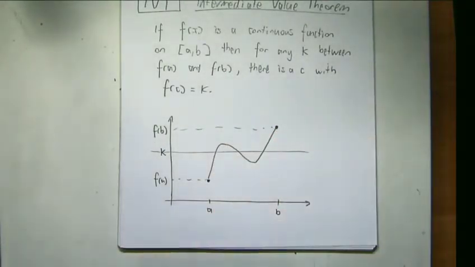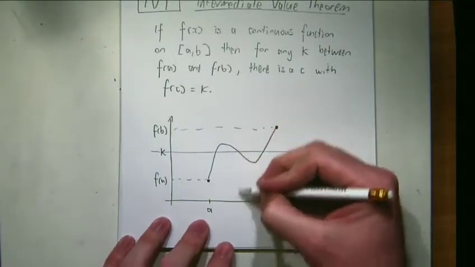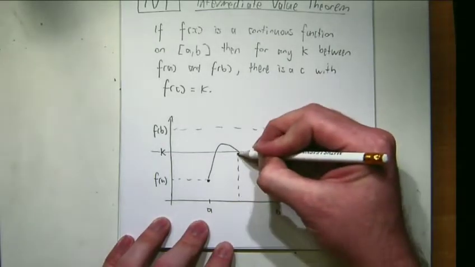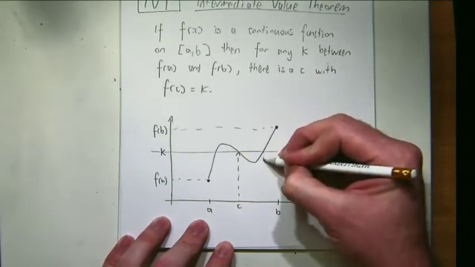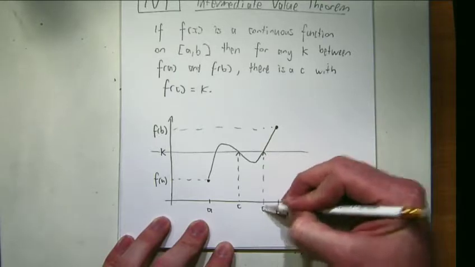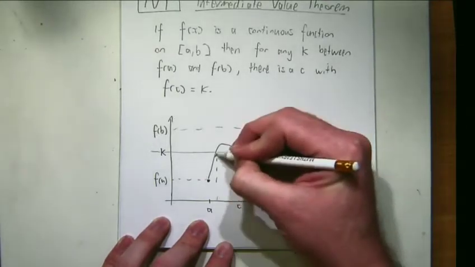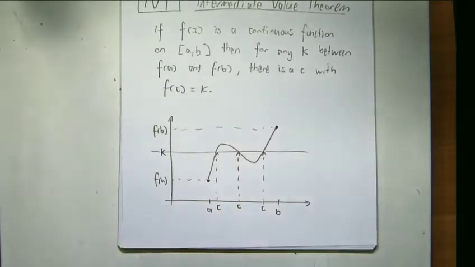Okay, it might pass through the horizontal line multiple times, but there will be at least one place where it has to cross that line. And the x's that give you those heights, they are called c. And there might be more than one. It could be any number of them, but the theorem only guarantees there to be one. That's what the intermediate value theorem says.